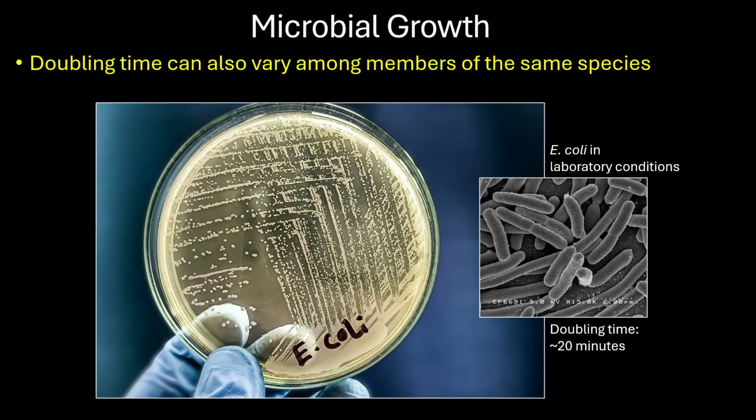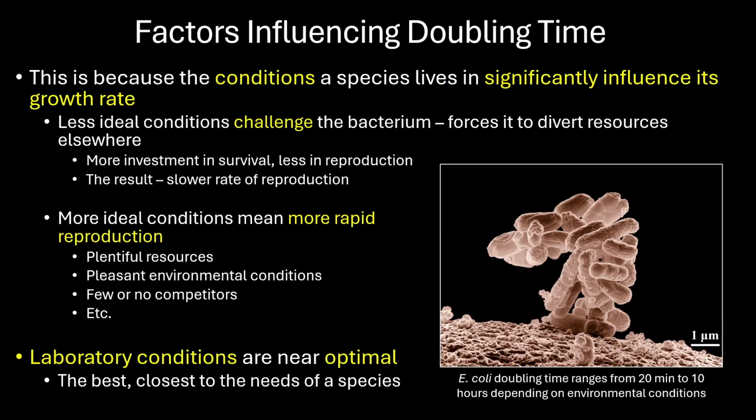But if we grow this same species in the lab under laboratory conditions, doubling time is extremely fast, about 20 minutes. And that's because laboratory conditions are really about as close to ideal conditions as we can often get.